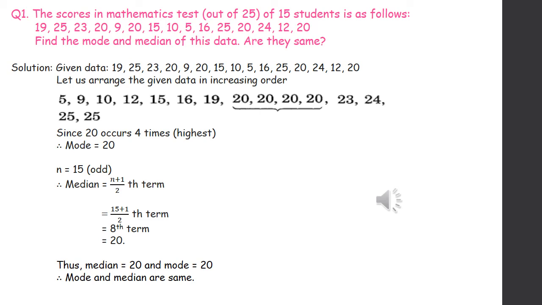Understand the difference between 8th term and 8. So, now we will be counting, it is already arranged in array in ascending order. We will be counting the 8th term. Let us start counting from first. 1, 2, 3, 4, 5, 6, 7, 8. We are starting from 5. So, 8th term is equal to 20. Thus, median is equal to 20 and mode is also equal to 20. They are same for this particular sum.